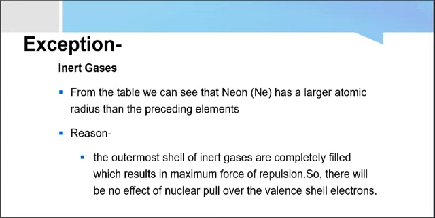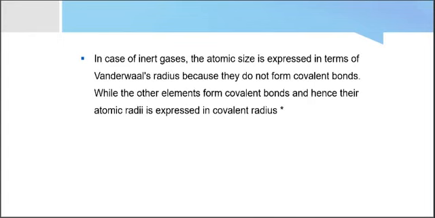The outermost shell of inert gases, as you already know, they are known as inert gases, noble gases, because they never react with other elements. Why? Because they are already filled. They follow the octet and the duet rule for helium, and their outermost shell is completely filled. So what happens when it is completely filled? It results in maximum force of repulsion by the electrons which are filling the energy shells. So the nuclear pull, the force of attraction that the nucleus is exerting on them, will have no effect because the repulsion due to the electrons is maximum. So there will be no change in the atomic radius of the atom.